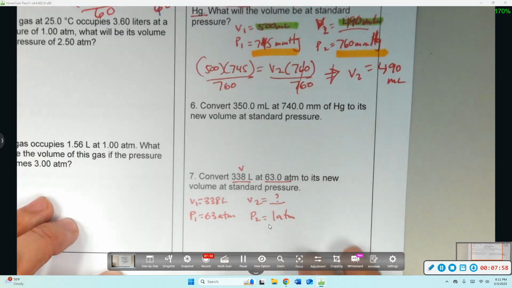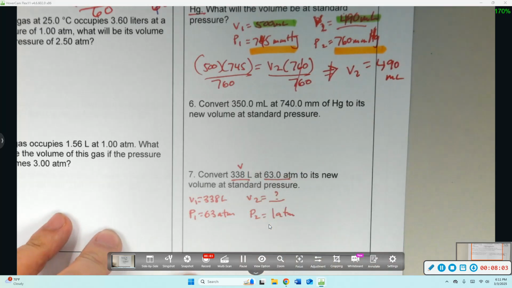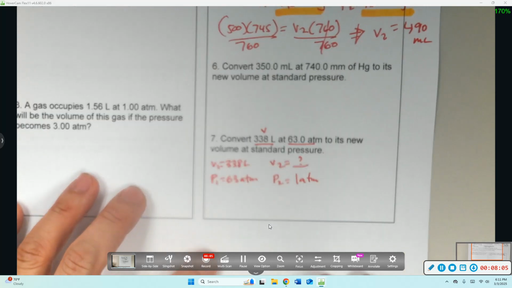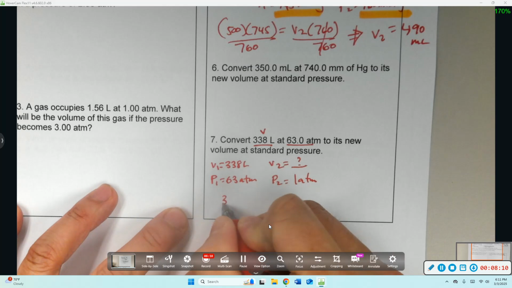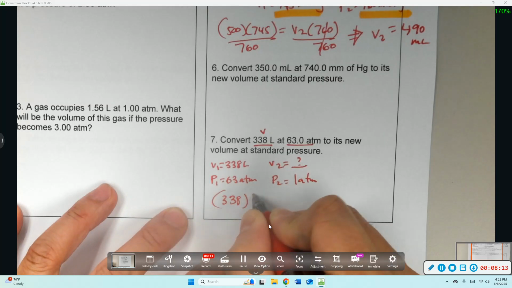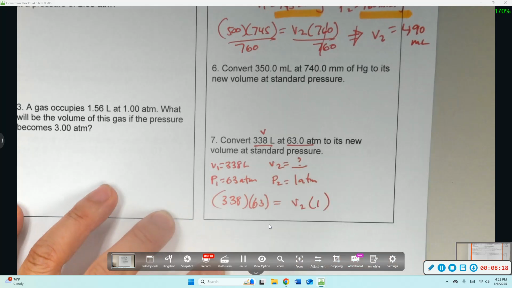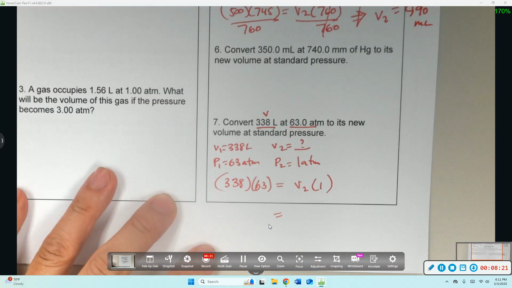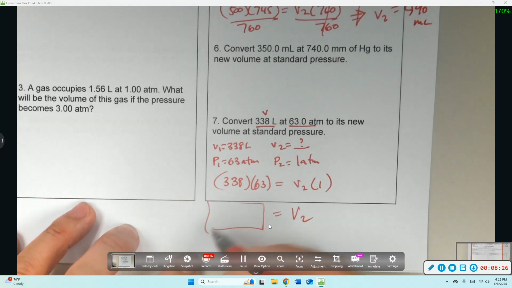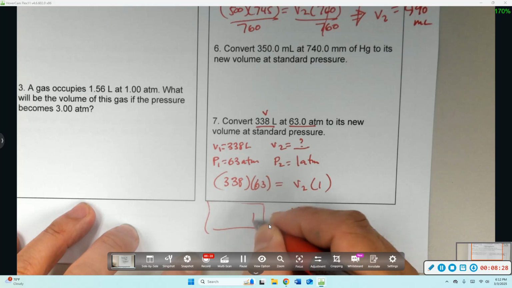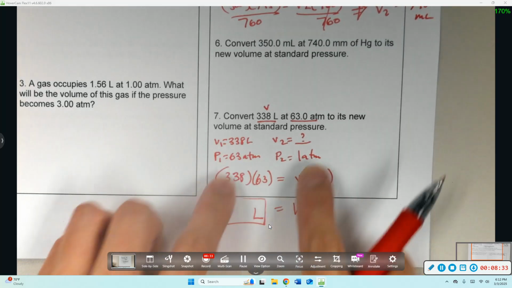So yeah, it's new volume at standard pressure. So it seems like this worksheet here is asking us to get used to standard pressure. Remember, standard pressure is 1 atm. So plug that in. 338 V1 times P1, which is 63, equals V2 times P2, which is 1. So just multiply those 2 numbers and you'll get your V2. Just multiply that, right? Because you divide by 1. So do that, and the unit would be V2, which is liters, the same unit as your V1. Because pressure already matches, volume will match it.